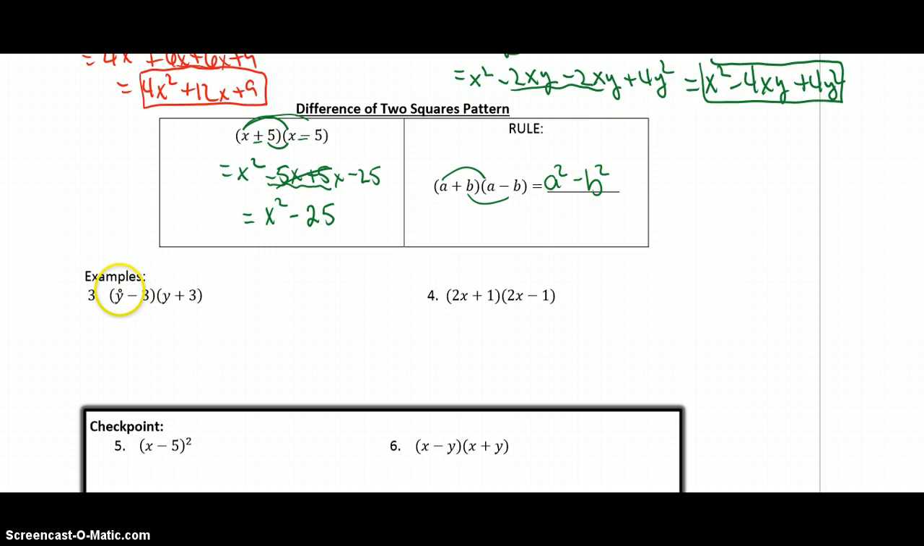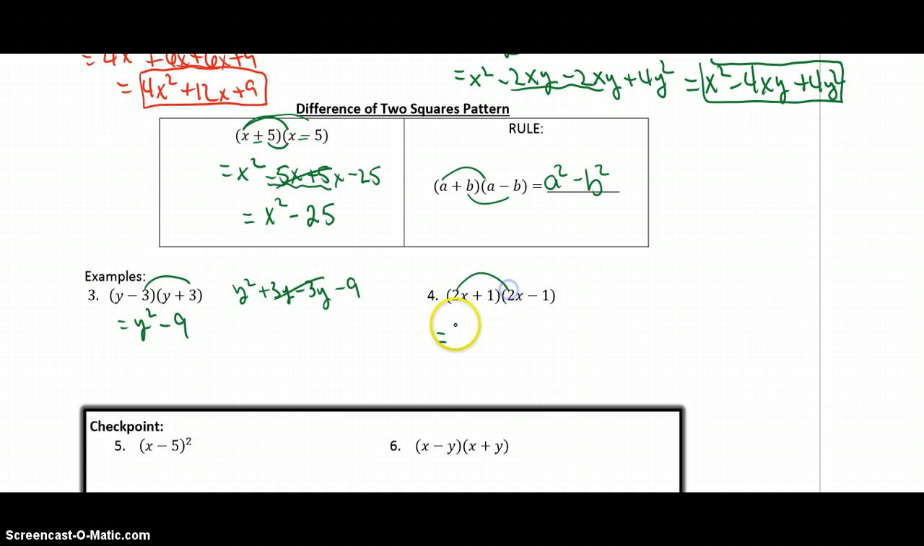And so one more time, we get y squared. The two middle terms cancel. Negative 3 times positive 3 is negative 9. I'll show you one more time. If you do it the whole way through, you get y squared plus 3y minus 3y minus 9. 3 minus 3 is 0. So that's why you're left with y squared minus 9.